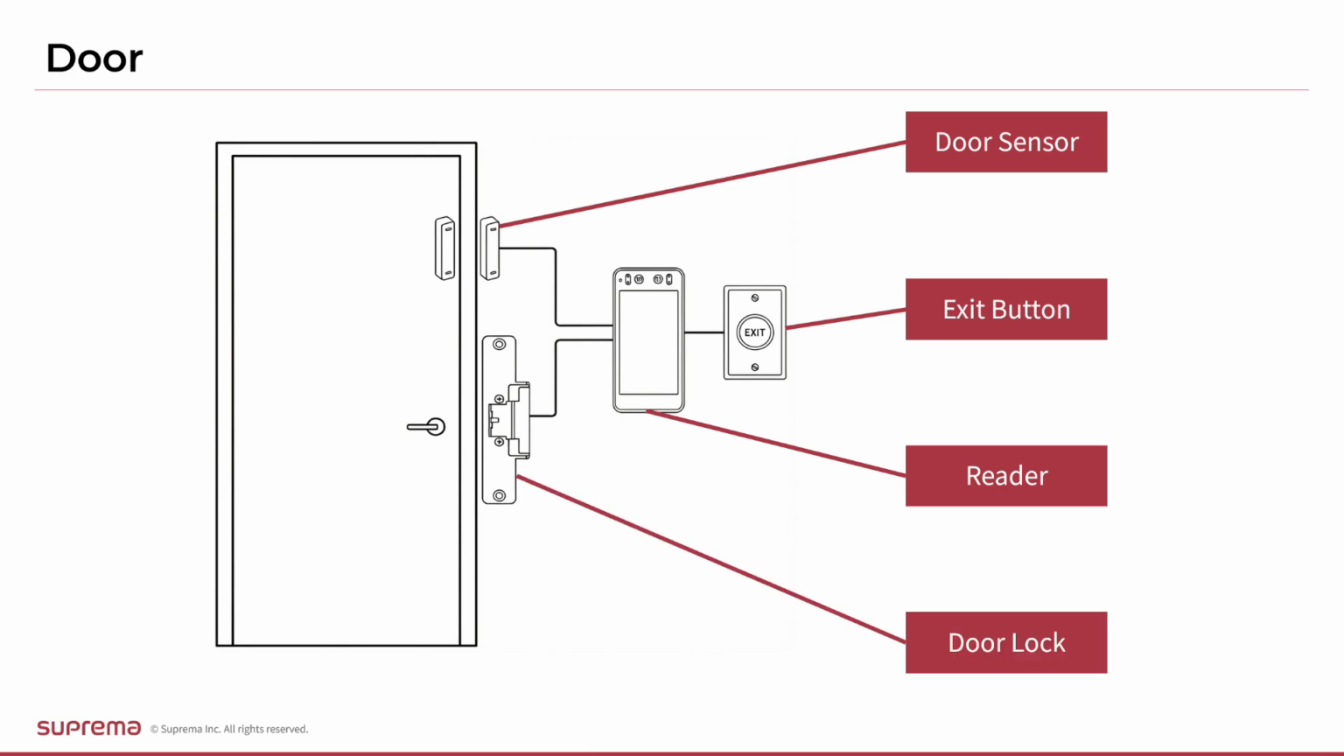When you configure a door in code, you'll set up the door lock, reader, door sensor, and exit button. In Suprema, typically only the door lock and reader are required. Door sensor and exit button are optional depending on your setup.